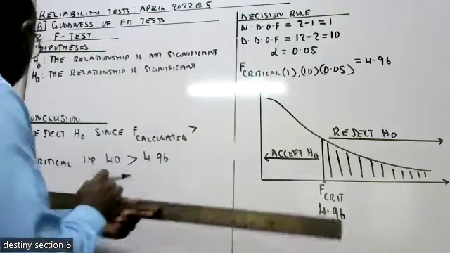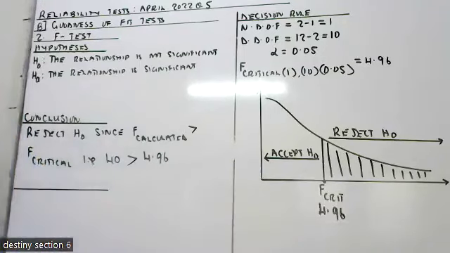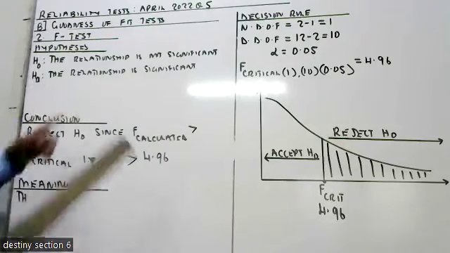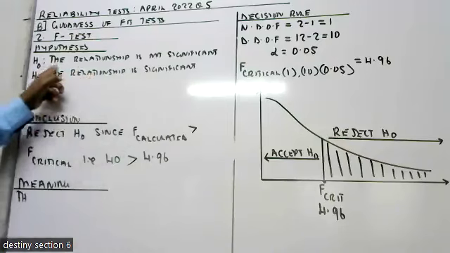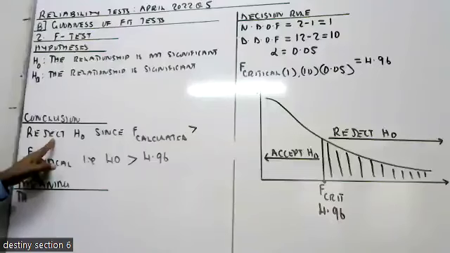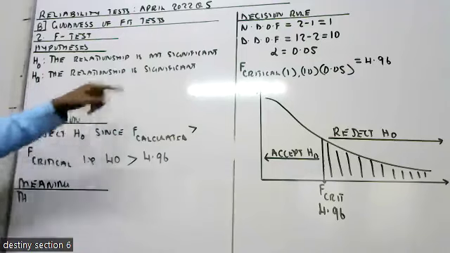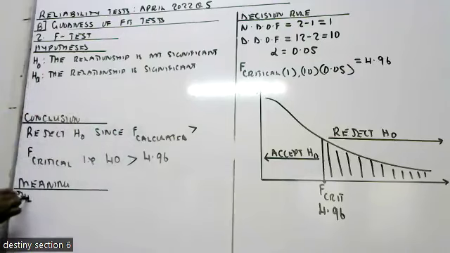So if that is the position that we are taking, then what does that actually mean? The meaning of that is that, remember we had two hypotheses here. The null was saying the relationship is not significant. So now we have said we reject null. So when you reject null, we are simply saying we accept the alternative, which says the relationship is significant.